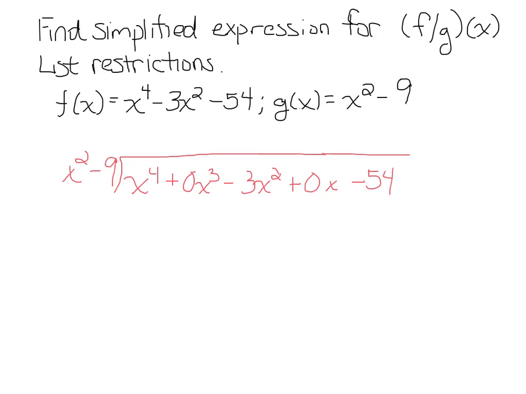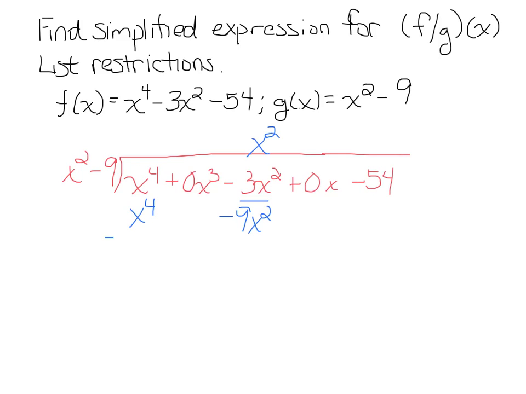Now we want to ask ourselves, what could I multiply x squared by to give me exactly x to the fourth? And that would be x squared. So we're going to multiply this x squared minus 9 by x squared. Since I'm using an x squared term, guess where I'm going to put it? Right above the x squared term here. X squared times x squared is x to the fourth.